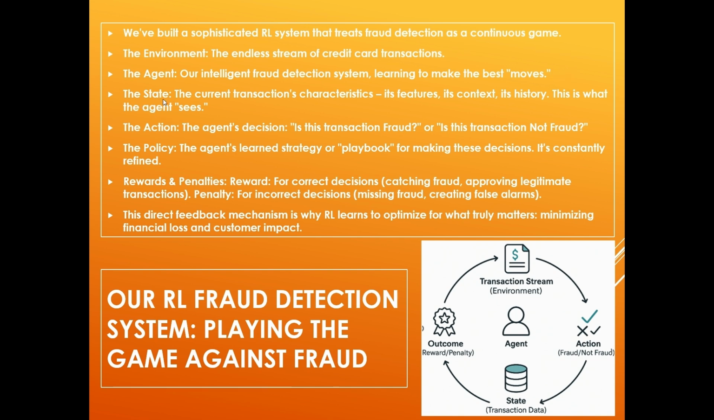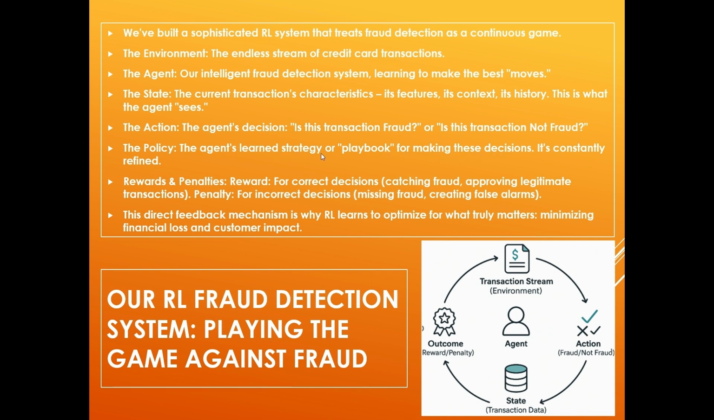So the state is the transaction's characteristics. I mean, what are the features? There are a number of features, as you know: merchant name, IP address, amount, time, day, night, and other features as well. That is what the agent sees. And the action is fraud or not fraud, what the agent is deciding. The policy, I told you, is the playbook or strategy for making these decisions.